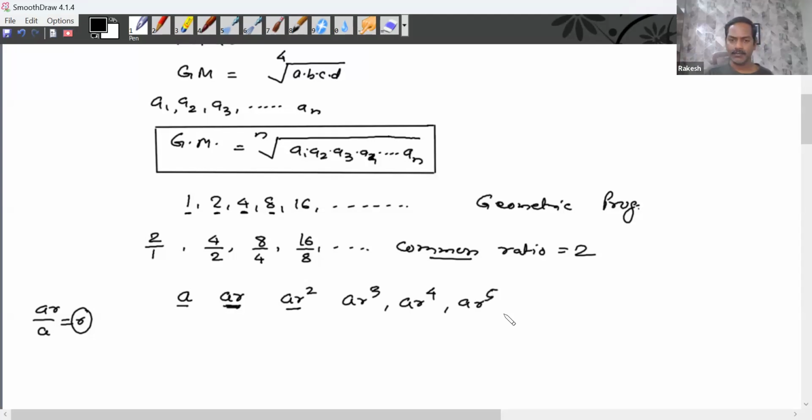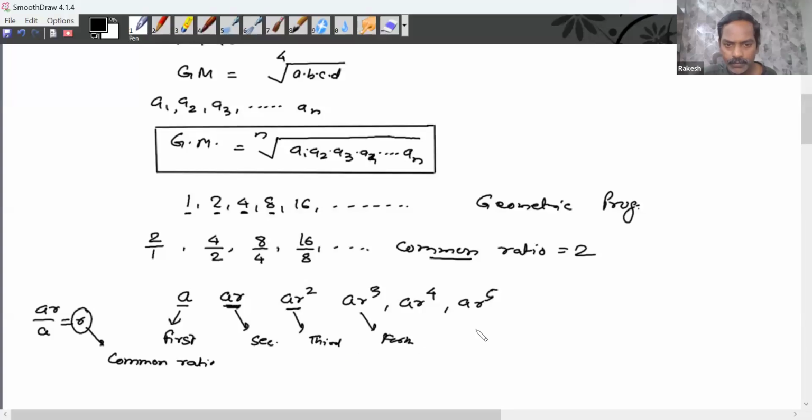How many terms have I written? Let us count them. I have written 1, 2, 3, 4, 5, and 6. This is called the first term, right? This R is called the common ratio, right? This is the second term. This is the third term. This is the fourth term, so on and so forth. So effectively here, if I just observe, the power of R is 5, but the term number is the sixth term, as you can see.